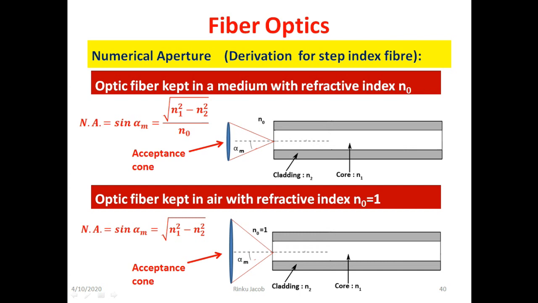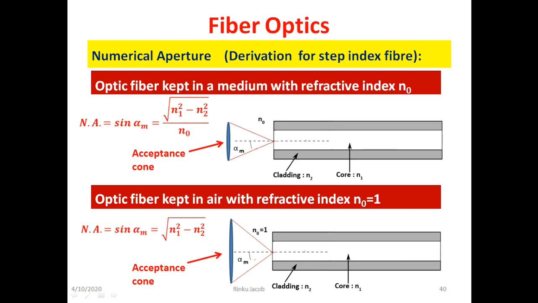From the equations, it is clear that when n0 is unity, the denominator is minimum compared to any other values of refractive index. So the numerical aperture is maximum when we place an optic fiber in air. Now when we place it in any other medium, the n0 is greater than unity. So the denominator term increases and so the numerical aperture decreases.